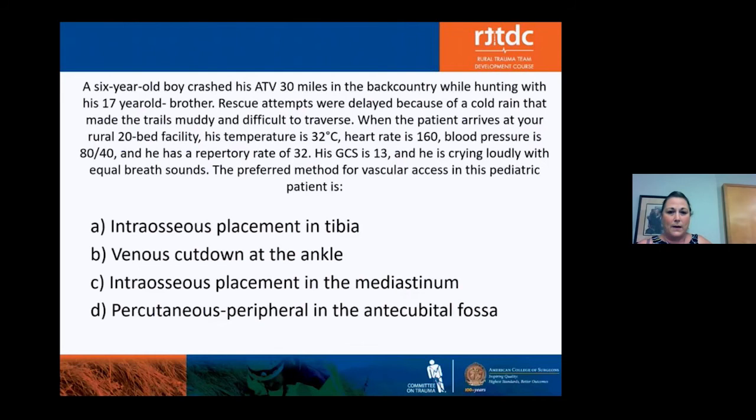Okay, we're going to go ahead and close out that polling. The answer is D, percutaneous peripheral in the antecubital fossa as the preferred method. We're looking for 2 large bore IVs in the upper extremities, which would be the antecubital fossa. Intraosseous placement is not the preferred method, but it is a method that can be used in a patient in whom you are unable to get IV access.